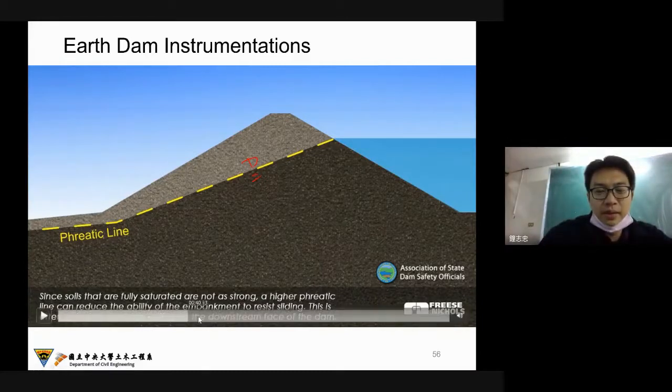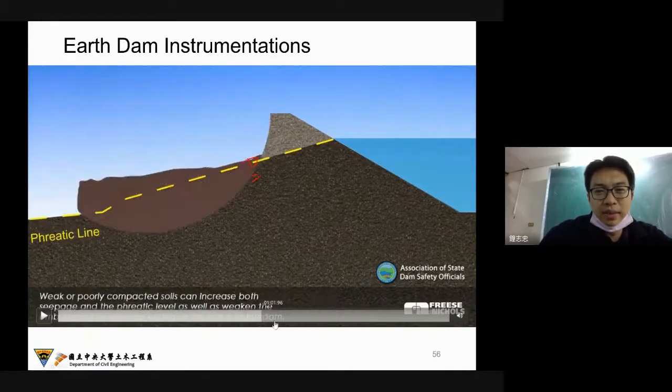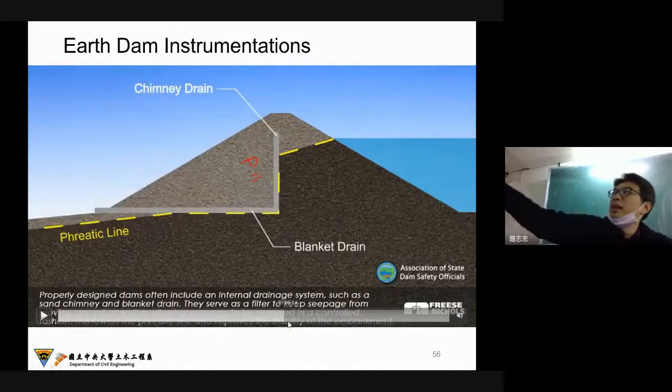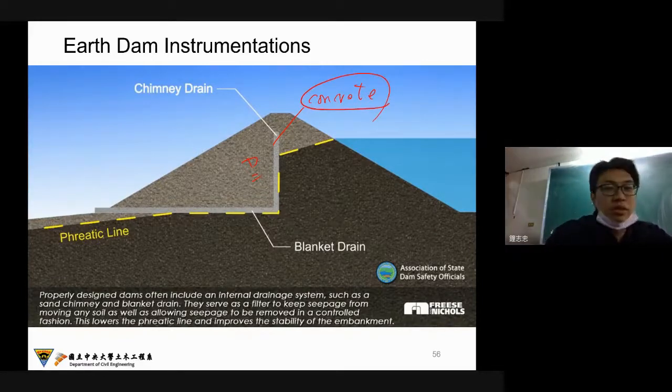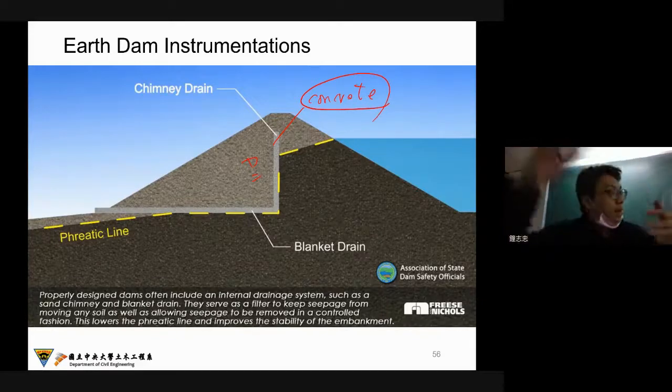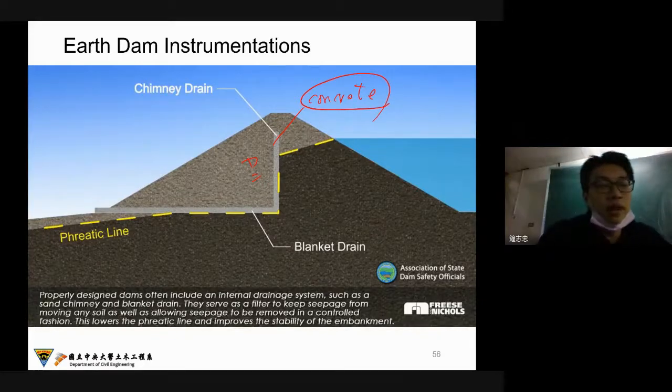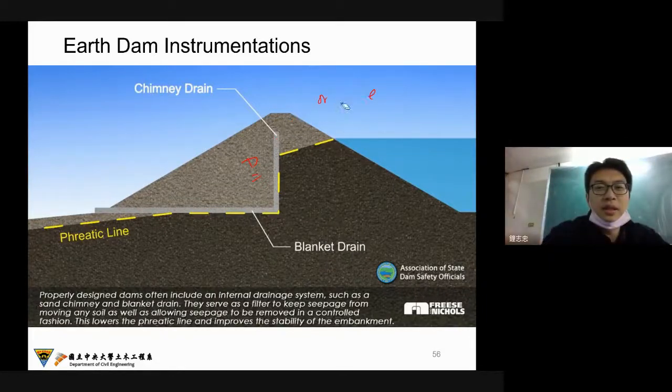So sometimes one strategy is using, like this, maybe concrete. Sorry. And try to stop and extend the path of the water flow. And then the other way, which I already showed last time, is that we can use a different material as the core.